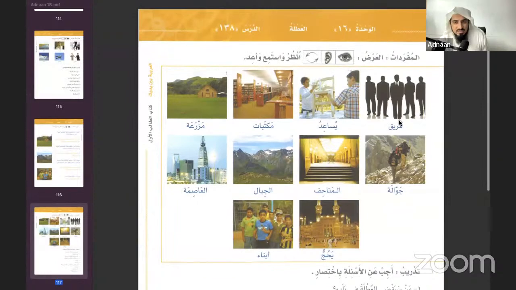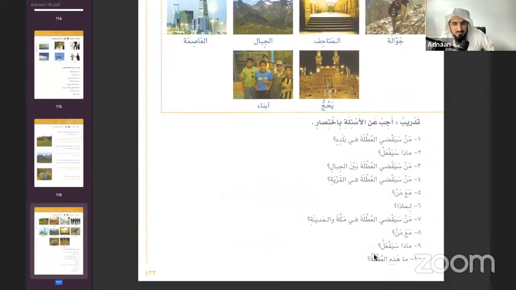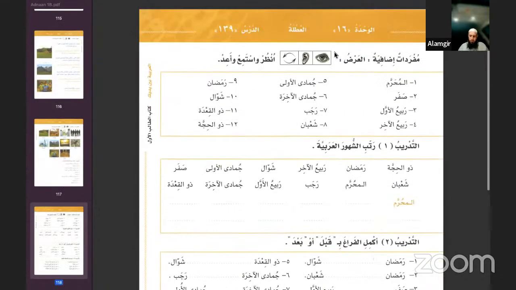This is the vocab. Team or group, to help, libraries, a farm, hikers, museums, mountains, the capital city, to make hajj, children. I'll read you and you fill out those, inshallah. I'll stop there.